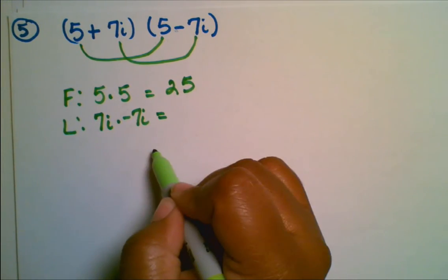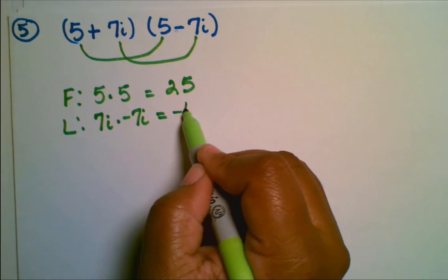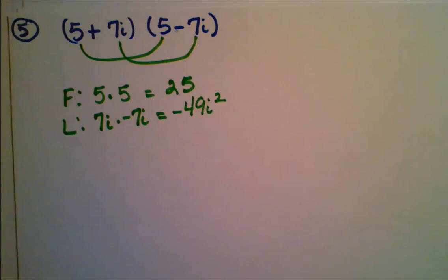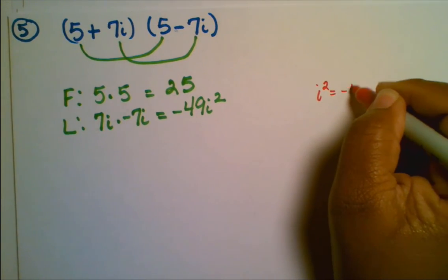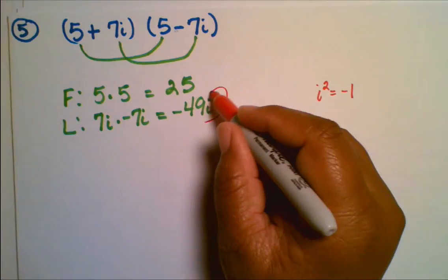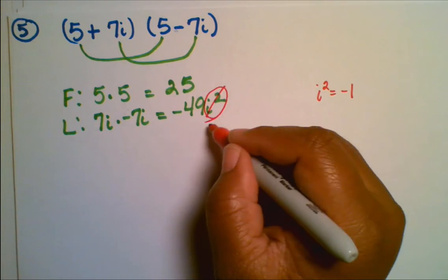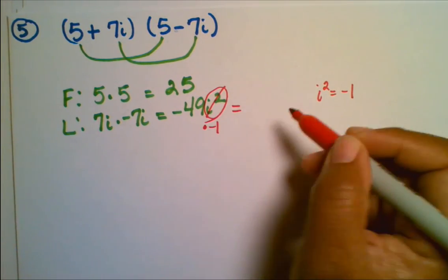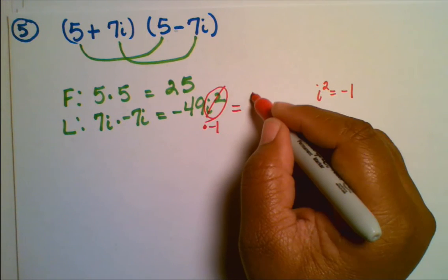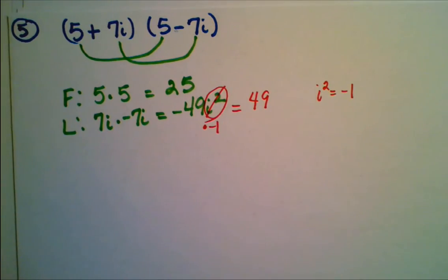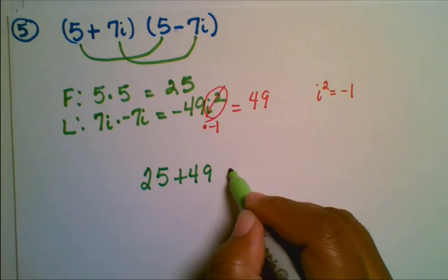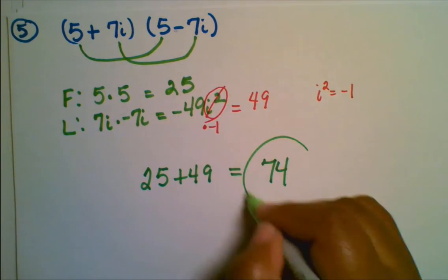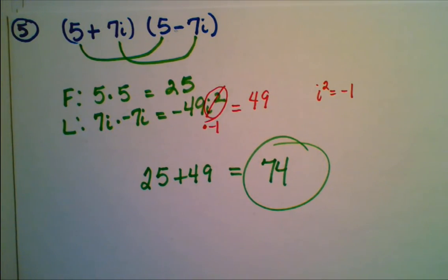The last term, 7i times negative 7i, that's negative 49i squared. And i squared is equal to negative 1. So cross that i squared out, put times negative 1. Therefore, that's going to give us a positive 49. Add the first term, add the last term, and we have positive 74. That is our solution.